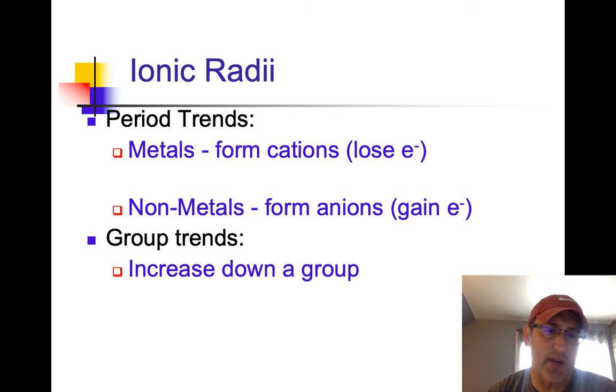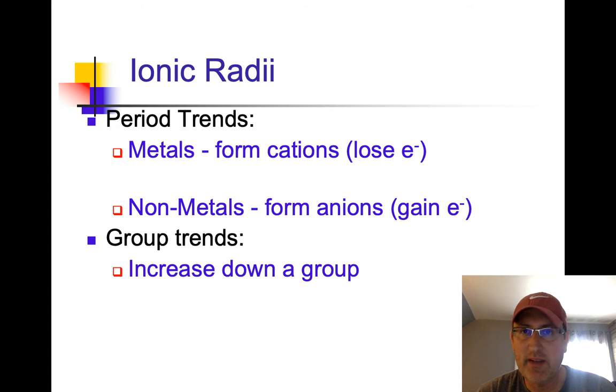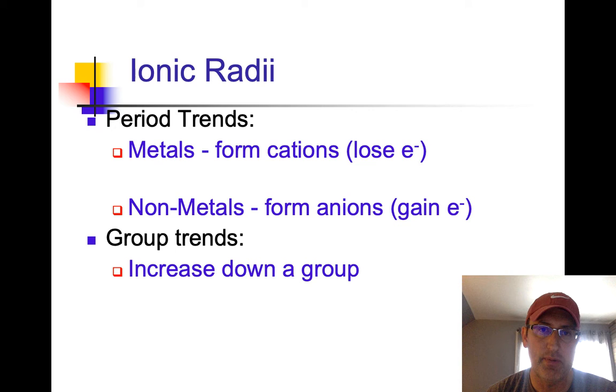And then finally, your group trends, because they lose or gain the same number within a group because of the same number of valence electrons, the trend is very similar to atomic radius. They get bigger as you go down a group because you're adding more energy levels. So even if you're losing electrons, there's still electrons at further energy levels, so they increase down the group.